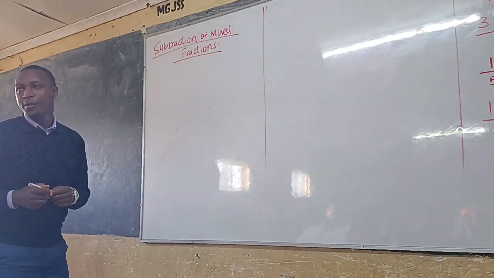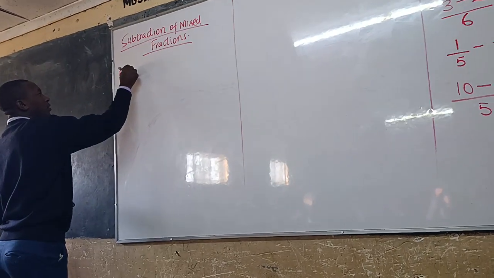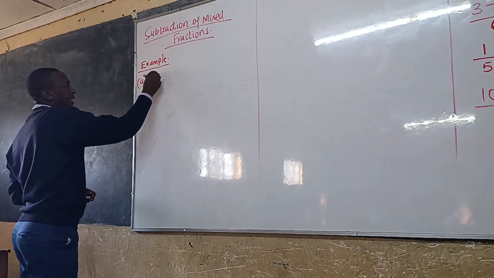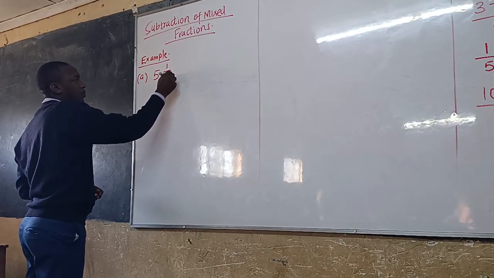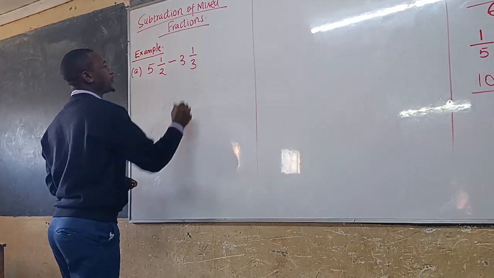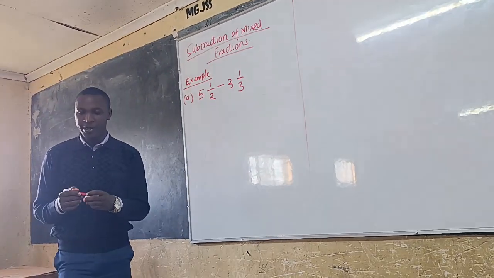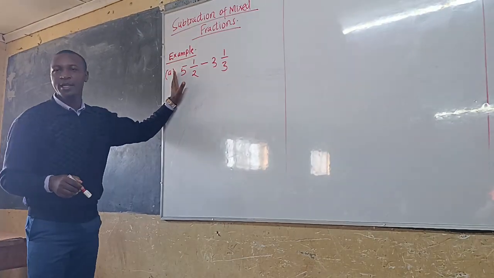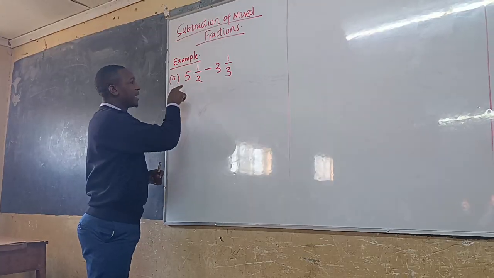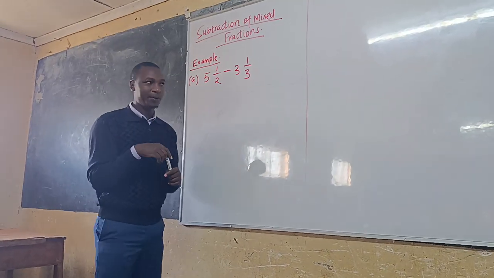Alright. We are going to work on an example. So the first example is 5 and 1 over 2 minus 3 and 1 over 3. So we start with that one. Now the first thing we do, we said we have two ways in which we can work out this one. The first one is first of all to subtract the whole numbers, alright? We can use that method first and then we see what happens.